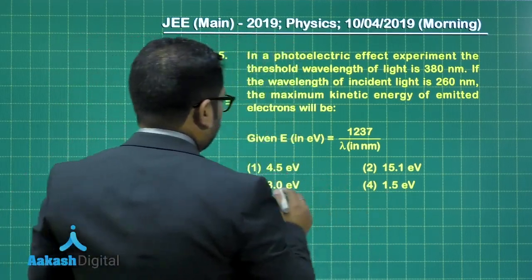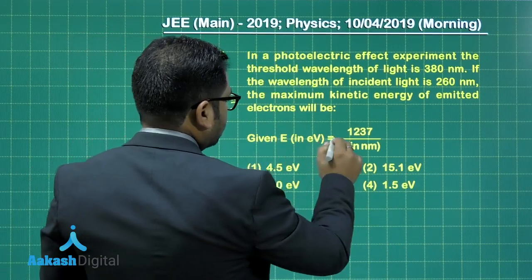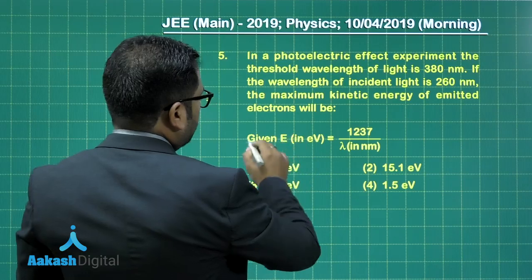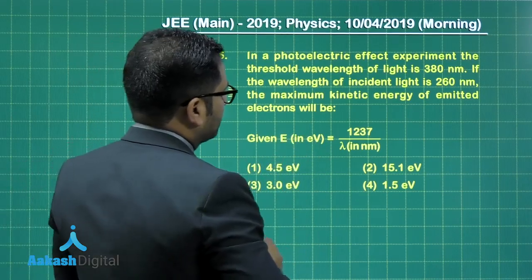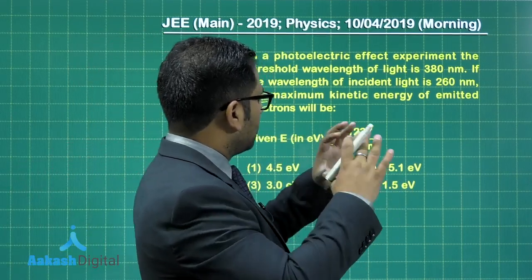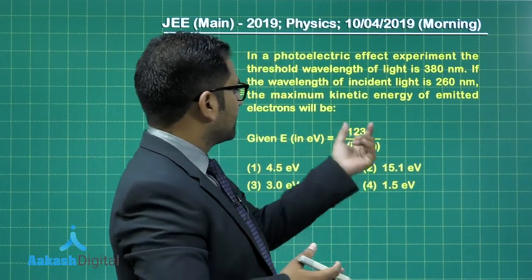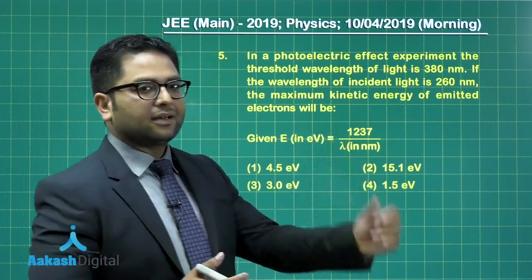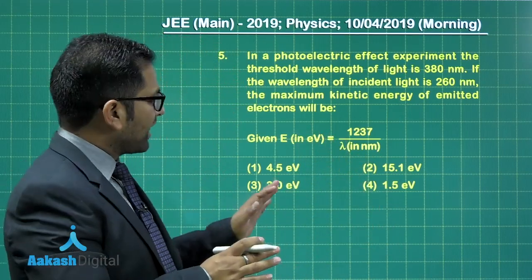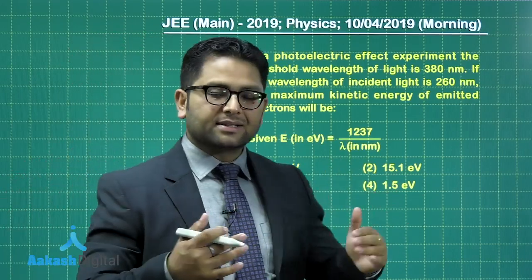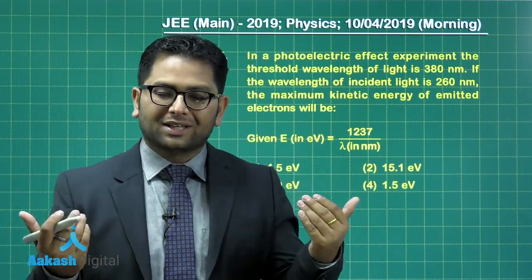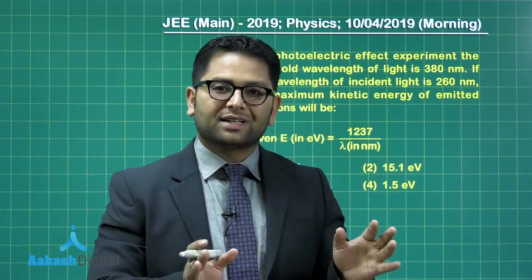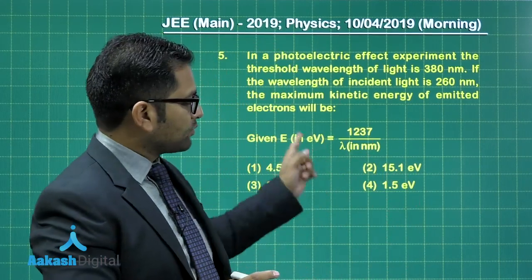And just for the sake of calculation simplicity, this has been given: 1237 by lambda in nanometer. If you put that, you get energy in electron volt. So this is just a consolidation of hc. This much is there, and you put lambda in nanometer, you'll get energy in electron volt. This is a fact that we very commonly use in the class, because normally our type of calculation is calculator-less, and hc being a very commonly used thing, we memorize it in this way.